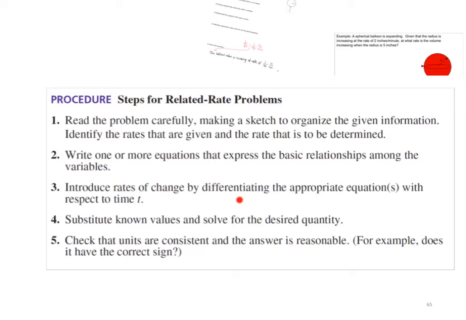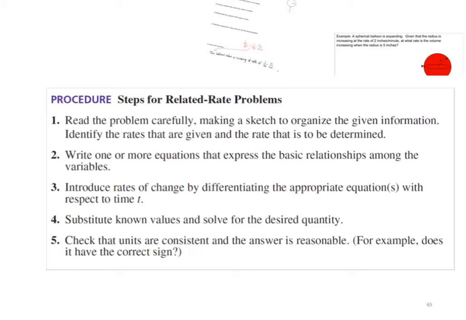Introduce rates of change by differentiating the appropriate equation. For that last example, we had to think of a geometry equation and differentiate it with respect to time t. Then substitute known values. Remember, we took a moment to identify what we know and where we should plug it in. And then we solved for what we were being asked to solve for. That last sentence that we just went over addressed this one. Check that units are consistent and the answer is reasonable.